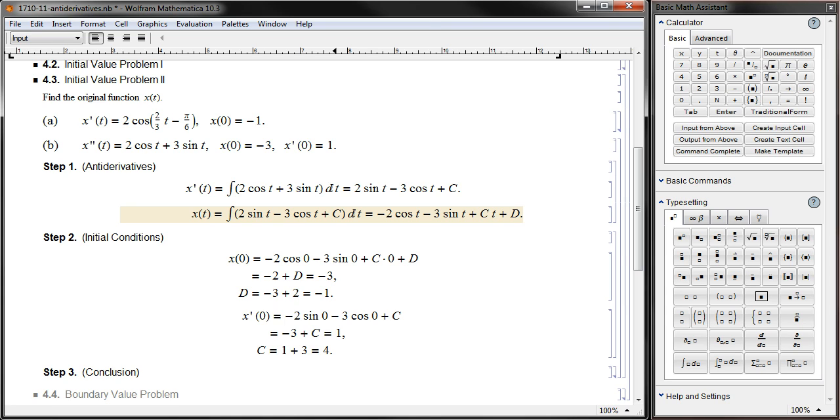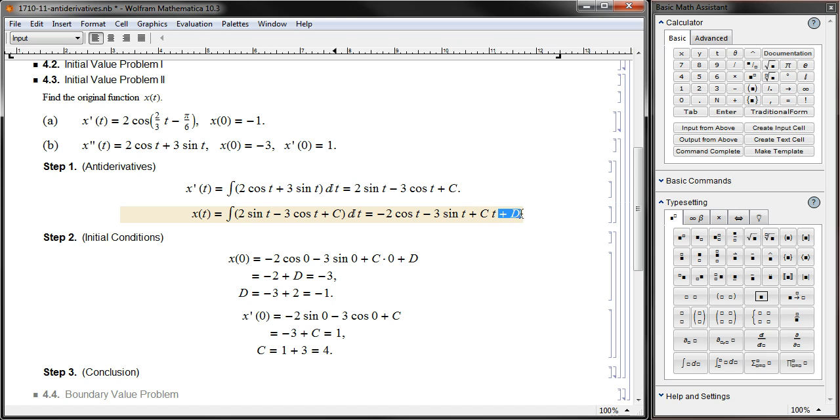Plug in t equal to 0 to this one. What do you get? Cosine of 0 is 1, so this is just negative 2. Sine of 0 is 0, so this one disappears. And plug in t equal to 0, so this 2 disappears. And what do you get? Negative 2 plus d is equal to negative 3. You can determine d from this. D is equal to negative 1. So this one over here is equal to negative 1.